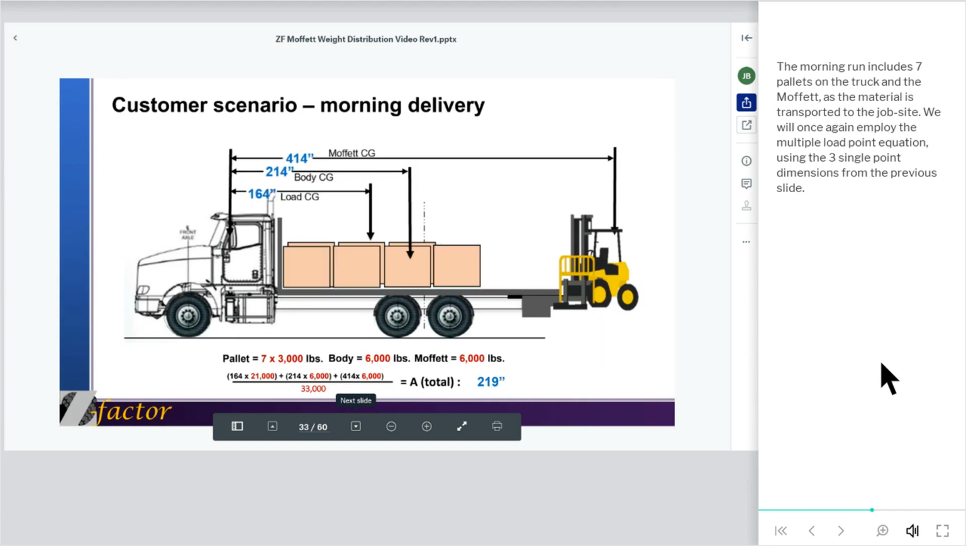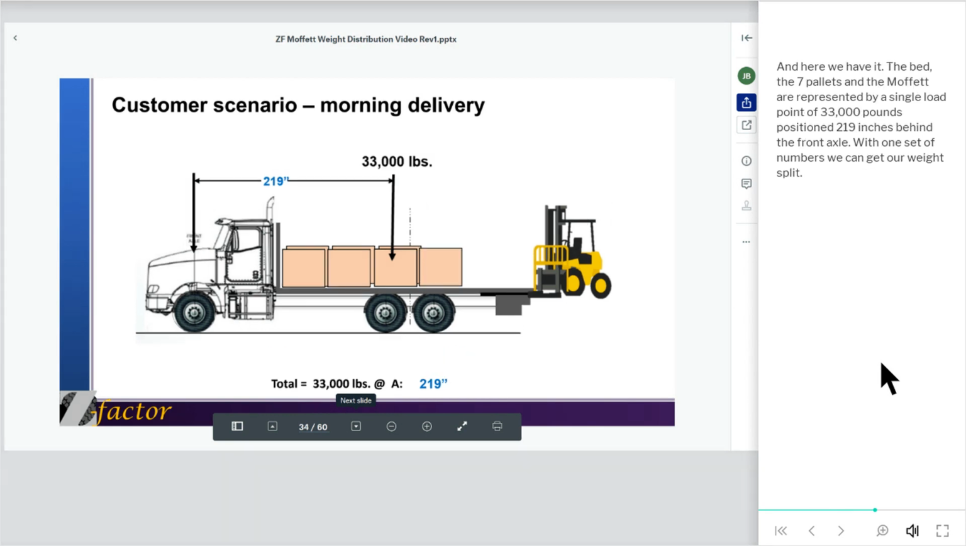The morning run includes 7 pallets on the truck and the Moffett, as the material is transported to the job site. We will once again employ the multiple load point equation, using the 3 single point dimensions from the previous slide. And here we have it. The bed, the 7 pallets and the Moffett are represented by a single load point of 33,000 pounds positioned 219 inches behind the front axle.